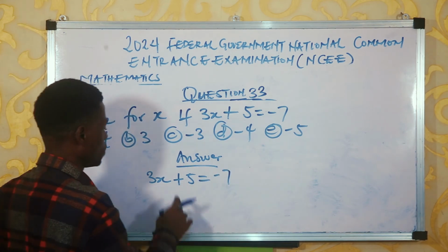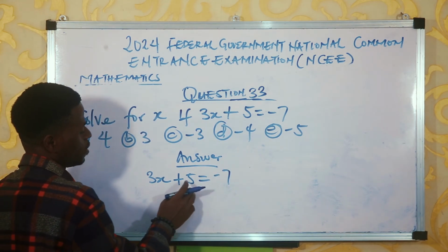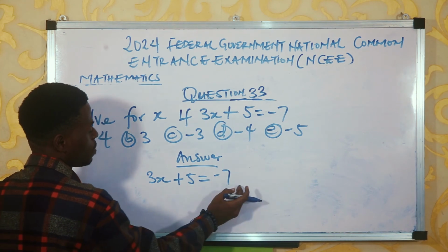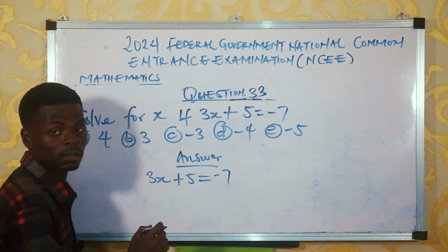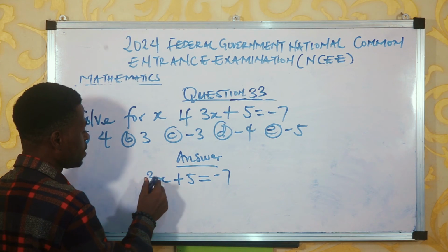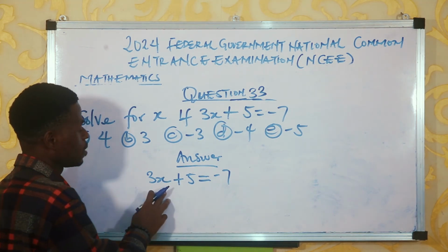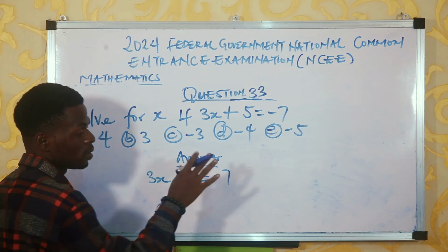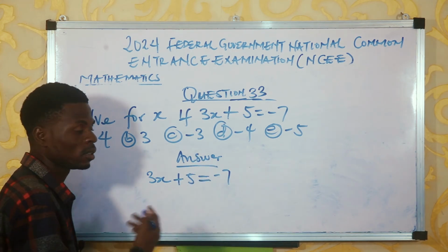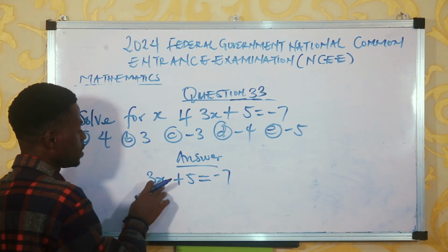Now if you look at this, 3x is one place, and this one is another place. So this is what is separating this equal sign. In this place, 3x and plus 5 are not like terms. But this plus 5 and minus 7 are still like terms because they are numbers without a letter. So this is 3x.